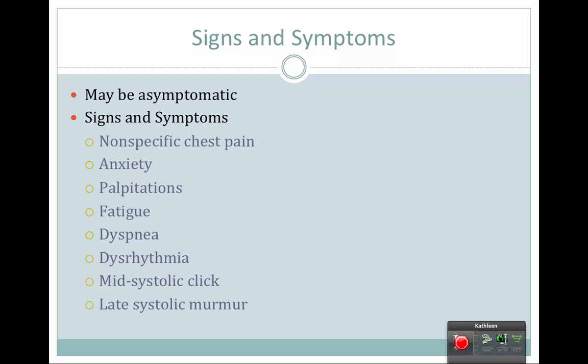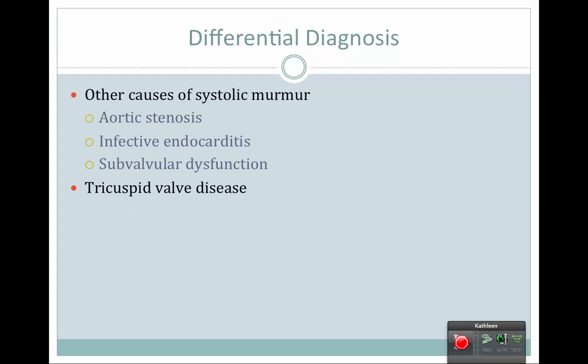Signs and symptoms: patients may be asymptomatic. They may have nonspecific chest pain, anxiety, palpitations, fatigue, dysrhythmia, a mid-systolic click, or a late systolic murmur. Other causes of systolic murmur are aortic stenosis, infective endocarditis, subvalvular dysfunction, and tricuspid valve disease.